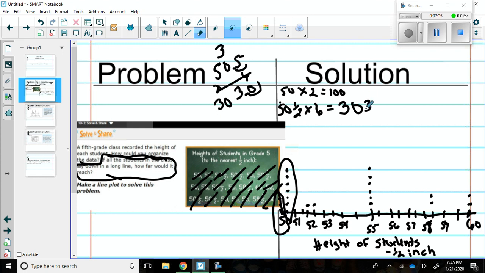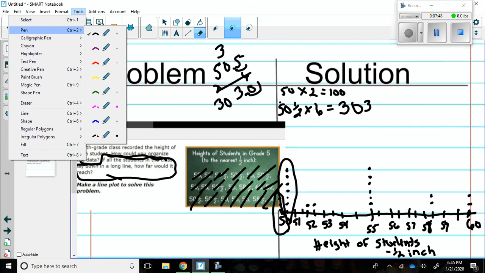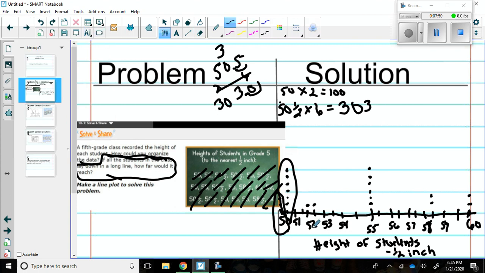Okay. Then I take, oh, why did it do that? There we go. Let me go back to my pen. Then I'm going to count my number of 52s. So then I have 52 and a half, and there's 1.